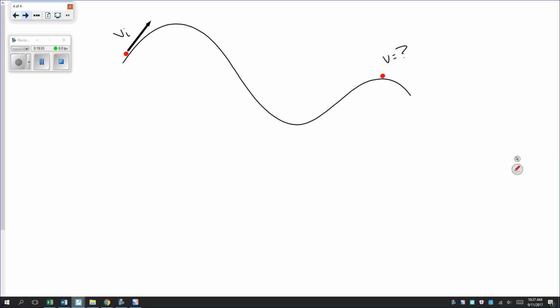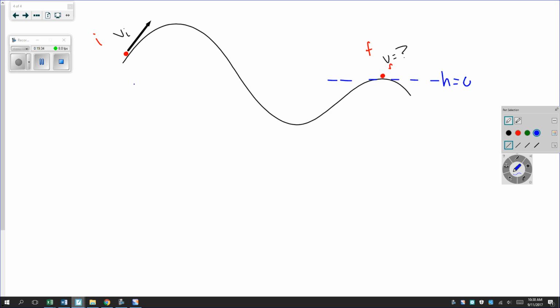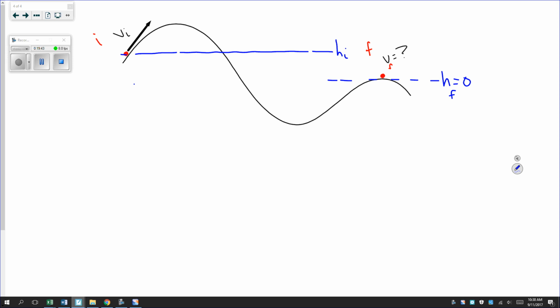All right, so here's a roller coaster, a real general drawing. We've got an initial instant; I'm saying here's initial over here, and here's final over here. So let's say, what's the speed now? Well, what I would probably do right off the bat is call this height 0. It's the lowest height, the most convenient place to call height 0. And this is height initial relative to there.